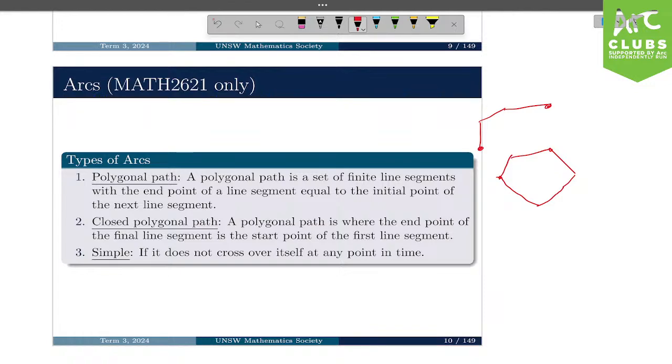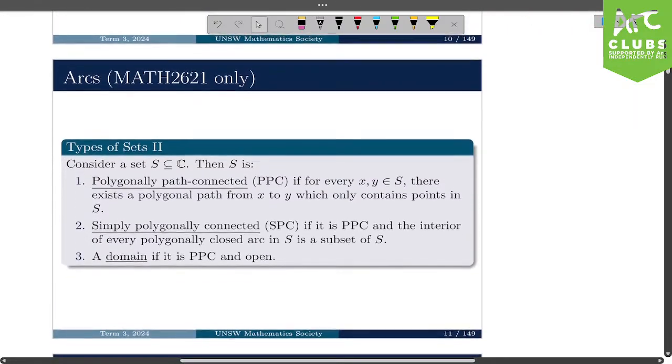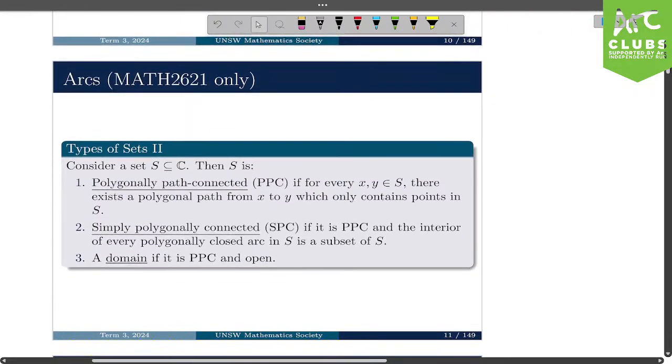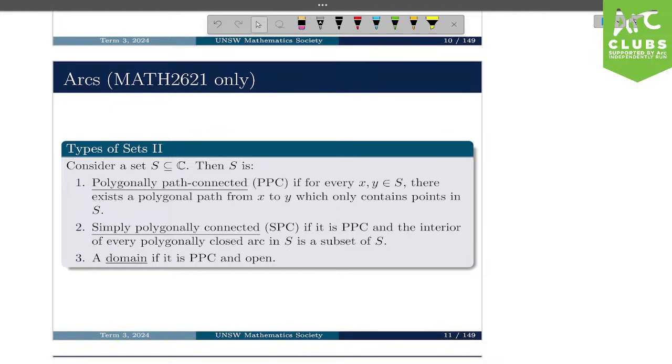And anything that's simple is anything that doesn't cross over itself. So for example, this here, starting from here, would be a simple path, whereas this thing here would not be a simple path. This is no, this is yes. So from here, we define polygonally path connected, simply path connected, and a domain. A set is polygonally path connected if for any two points in our set, we can create a polygonal path that goes from one point to the other.